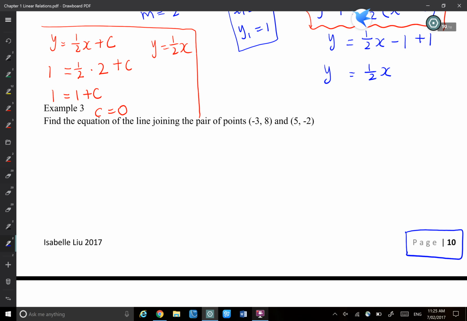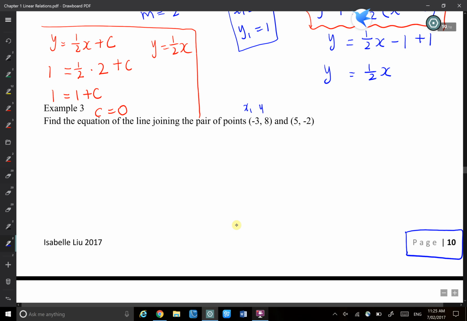I can give any point as x1, y1. So I will say this is my x1, y1, and this is my x2, y2. So the gradient equals y2 minus y1, which is -2 minus 8, over x2 minus x1, so 5 minus -3. So the gradient equals -10 over 8. Gradient is -5 over 4.